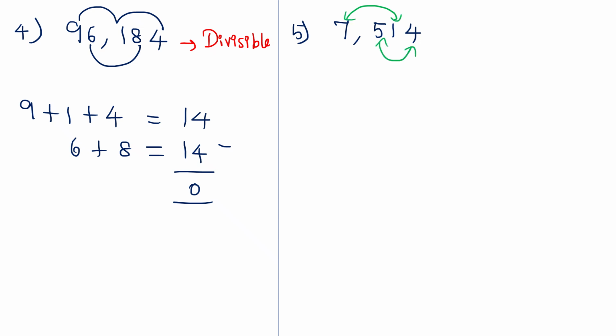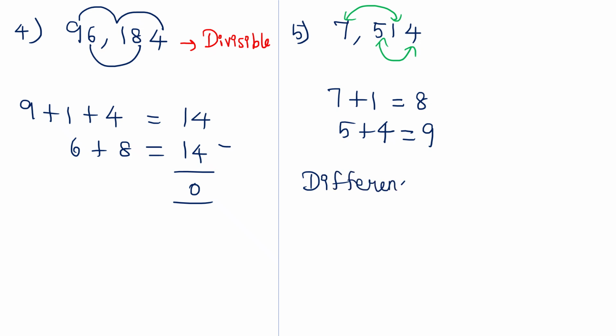I'm going to add up those alternative numbers. That is 7 plus 1, I'll get 8 here. Then 5 plus 4, I'll get 9 here. You may wonder how to find the difference. In that case, you will do 9 minus 8. You will get 1 here. The resultant is 1.